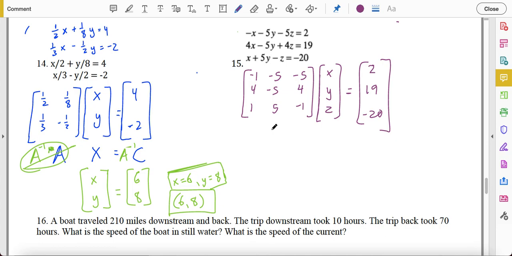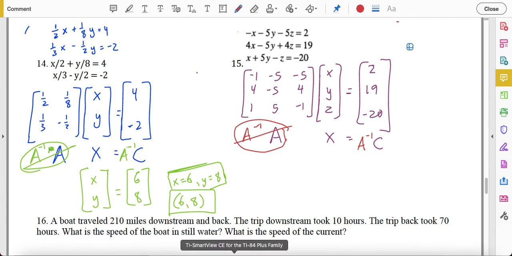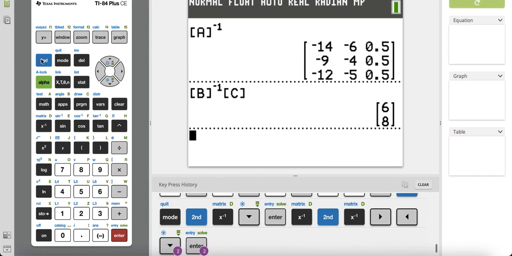Again, if we called this matrix A, this matrix X, and this matrix C, the operation we have to perform on our calculator is multiplying by A inverse on each side, because that is what will cancel this out, make an identity matrix, and leave us with an operation we can perform to solve for our variable matrix. So we've got to plug in matrix A and matrix C. Let's plug them in slowly but surely.